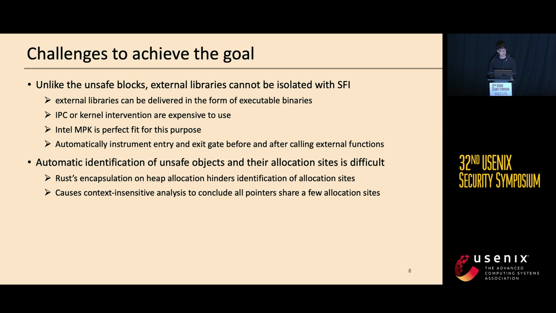It's because Rust's encapsulation on heap allocation hinders identification of allocation sites. And it causes traditional context-insensitive analysis to conclude all pointers share a few allocation sites. Without precise distinction of allocation sites, it's impossible to determine the flow of memory objects, making automated analysis unfeasible.